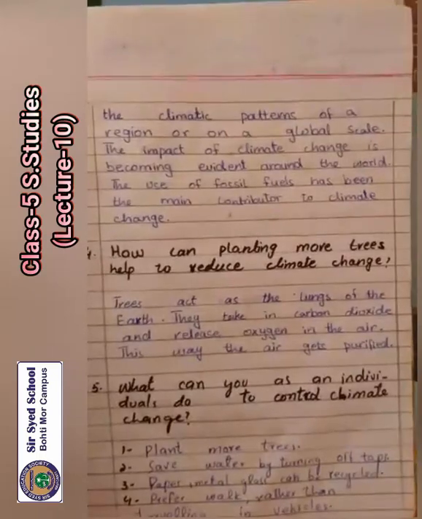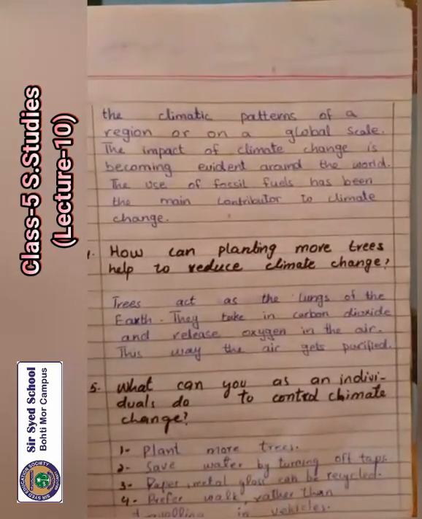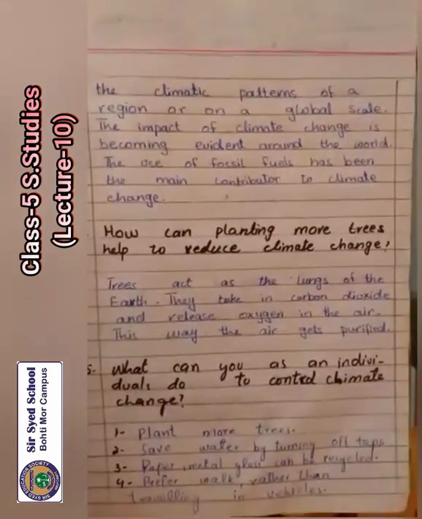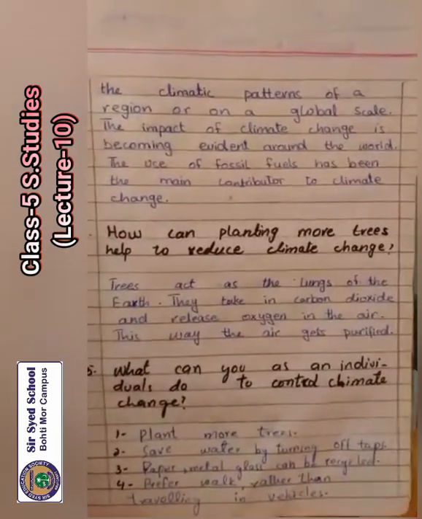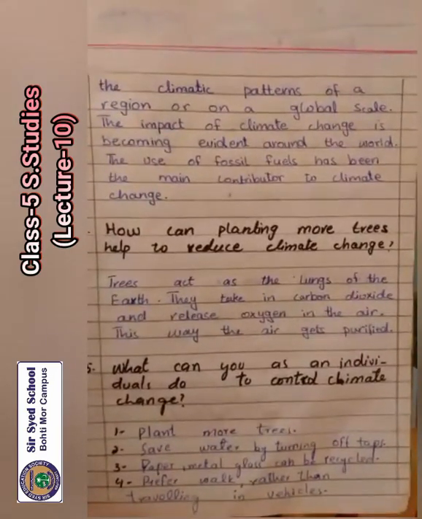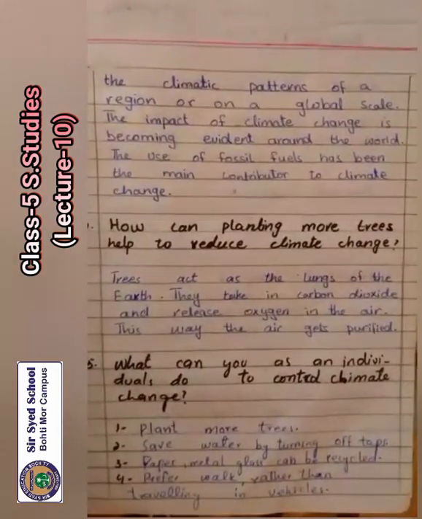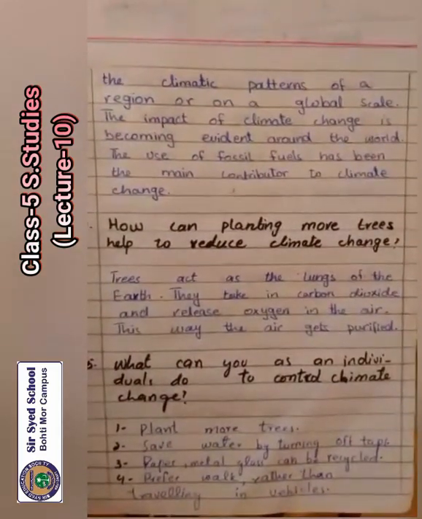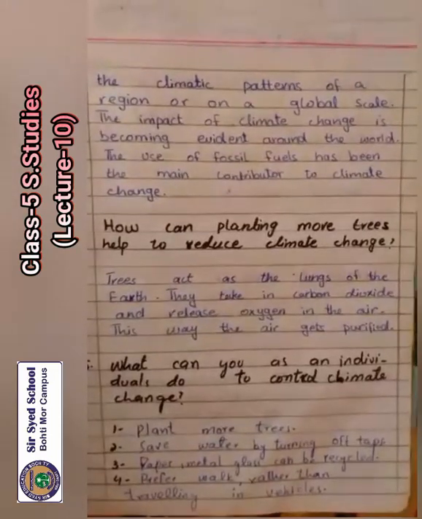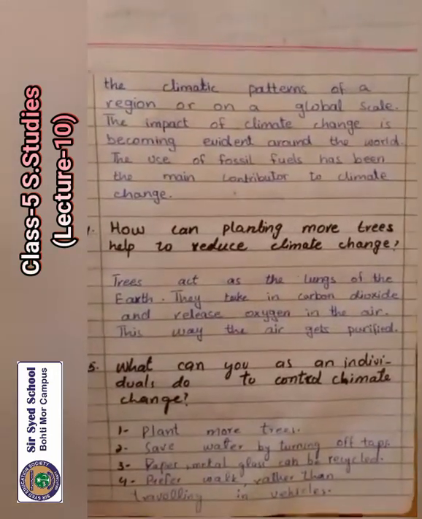Next, question 5. What can you as an individual do to control climate change? Plant more trees. Save water by turning off taps. Paper, metal and glass can be recycled. Prefer walking rather than traveling in vehicles.